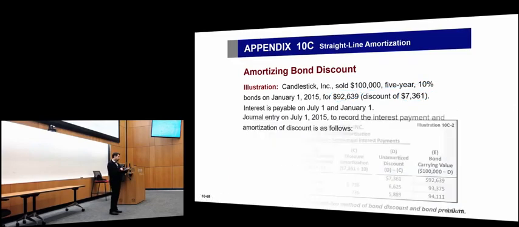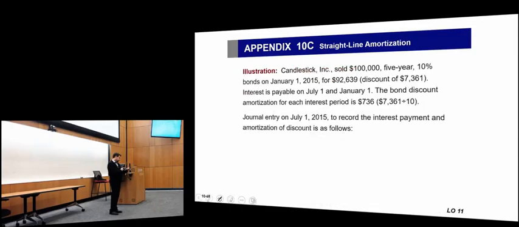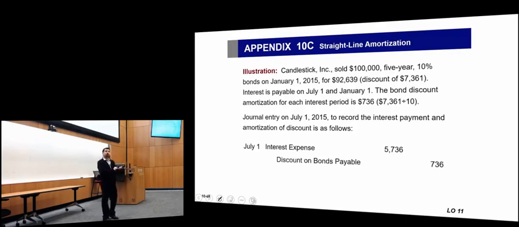Now, this is the journal entry. It will be interest expense, discount on bonds payable. This is the amortization amount, 736, and then you have cash. This is the actual amount paid. So the 5,000 is the amount that is actually paid. 736 is the amortization.